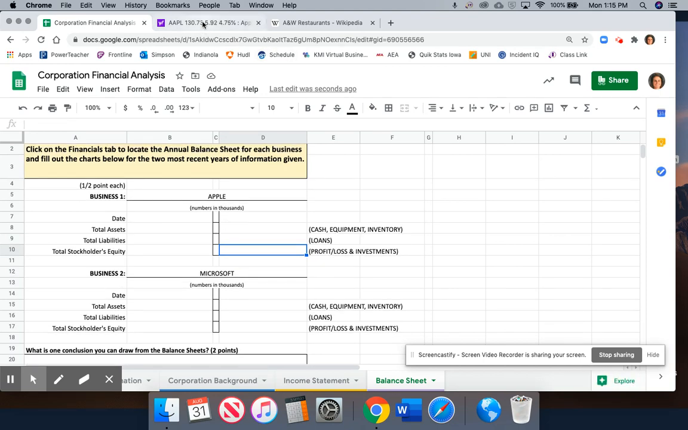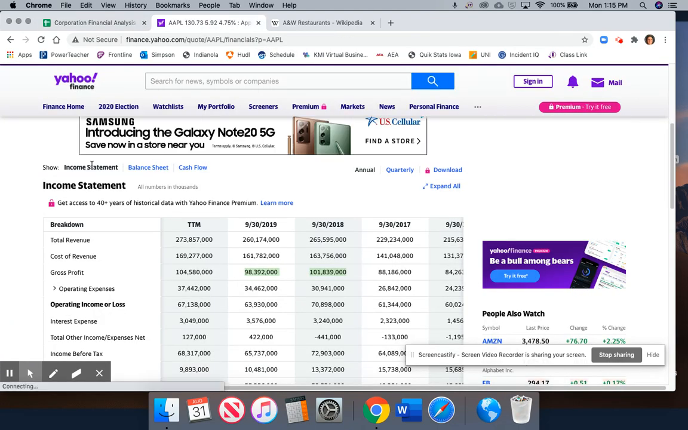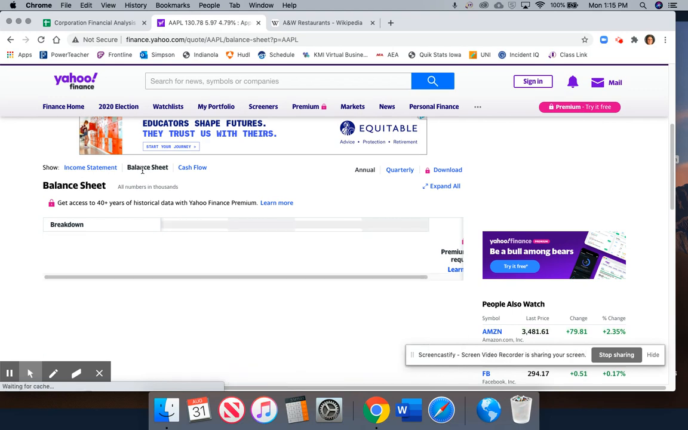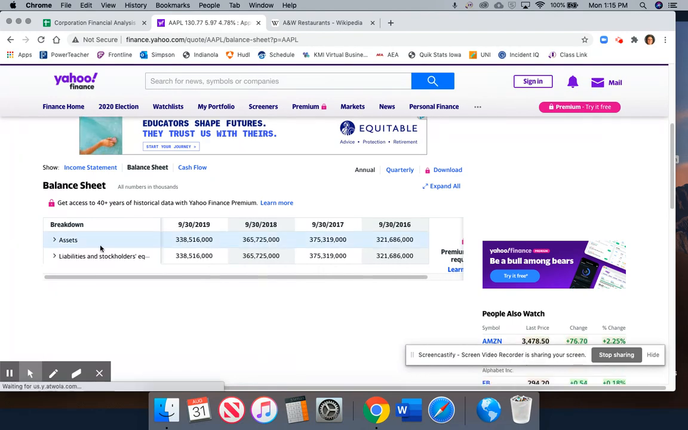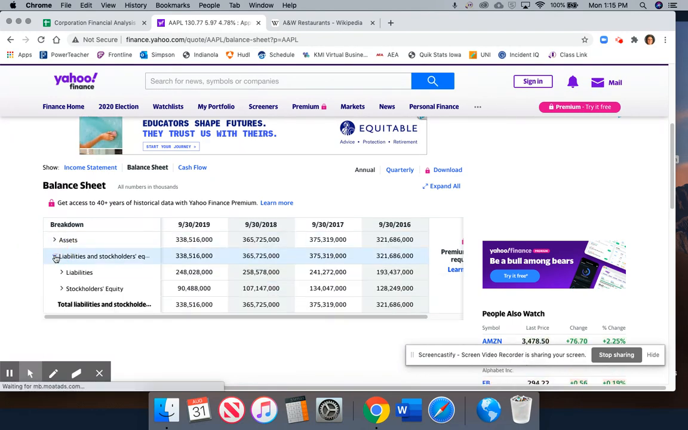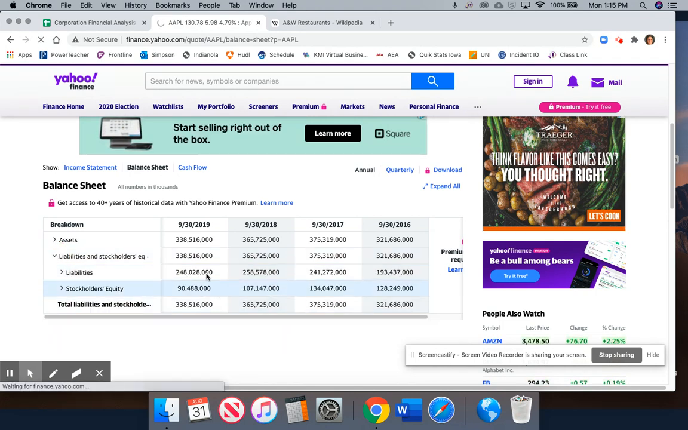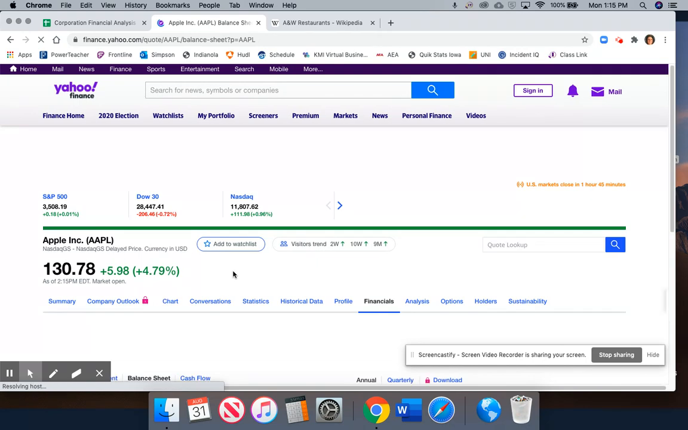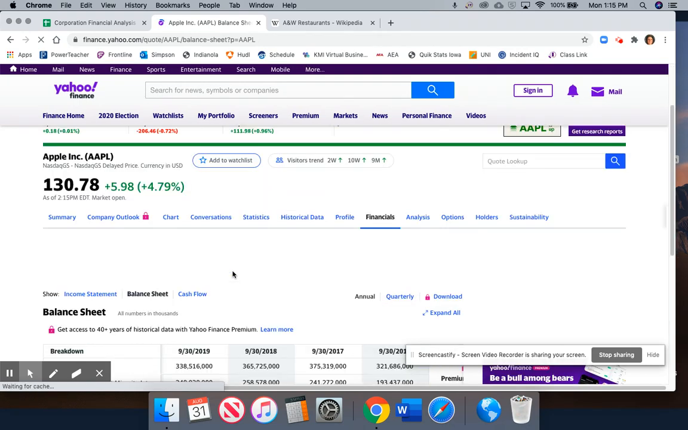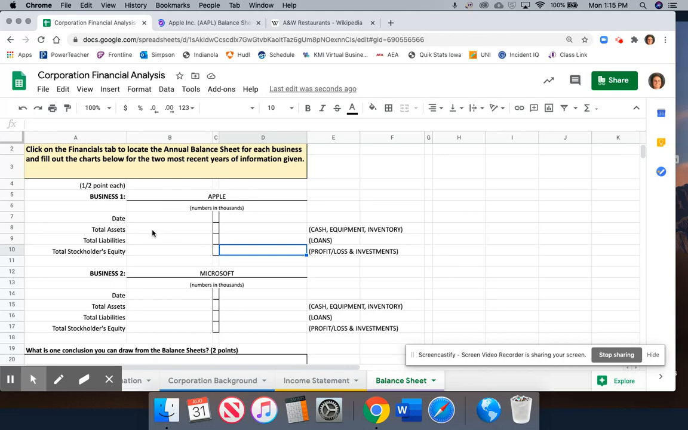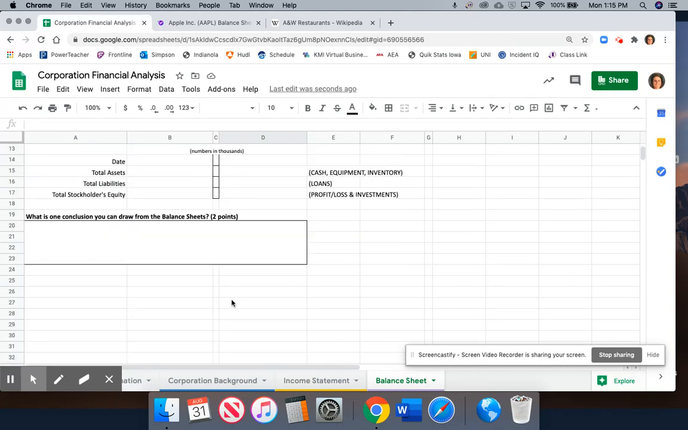Okay, so I'm going to go back in here. I'm looking at the income statement. Now I want to look at the balance sheet. And I get the numbers that I need there. You might need to expand that so it gets you your liabilities and your stockholders' equity separate. And you're going to use those numbers to complete the balance sheet.